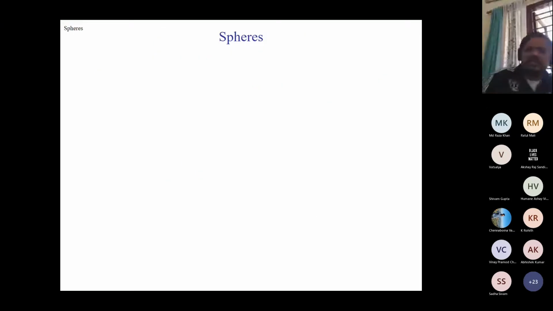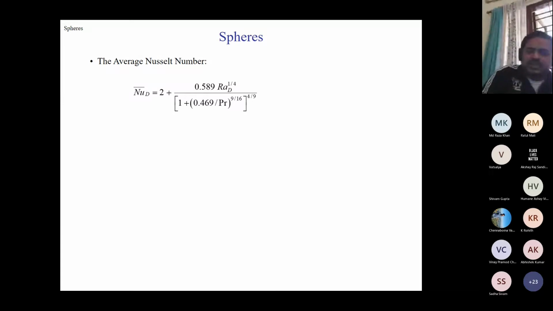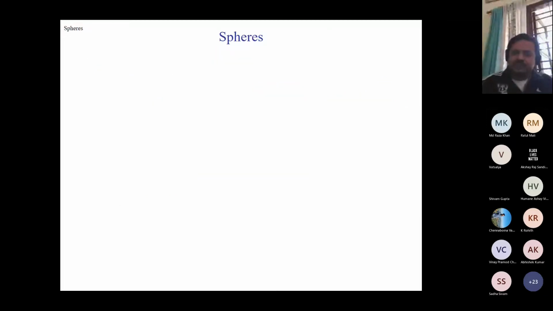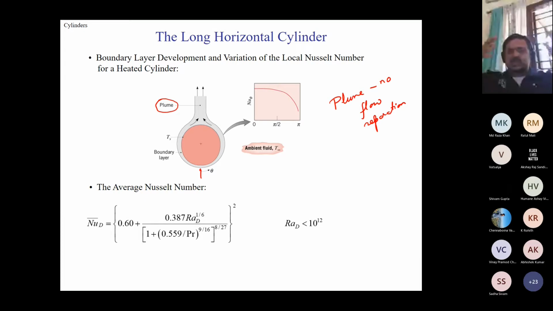Now for the sphere also, it's a similar situation. Whether it's cylinder or sphere, it's very similar. For a sphere you also have a correlation which is different, but the overall nature is the same. This is very interesting for a sphere, for example, where you have this correlation, but if I draw it similarly, a plume is formed around the sphere.